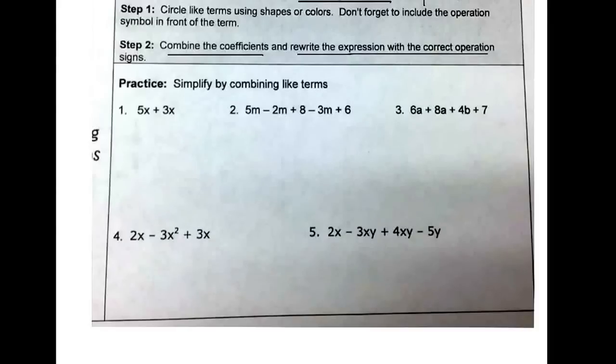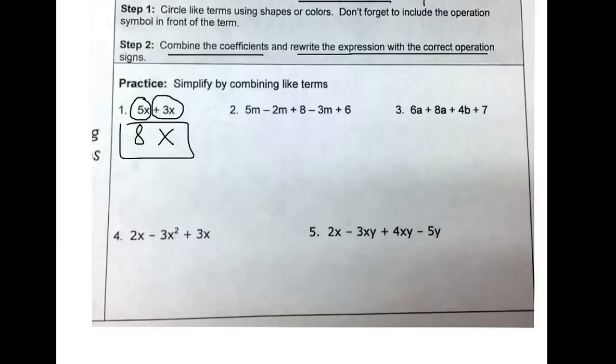So in this first example, we have a 5x and we have a plus 3x. So they both have the last name of x. 5 plus 3 is 8, so this is 8x. Okay. Right here we have 5m, -2m, and -3m, which are all like terms. So in my calculator I would do 5 minus 2 minus 3, and I would get 0, or 0m, so that doesn't exist, because that would have been 0m, and we wouldn't write it.